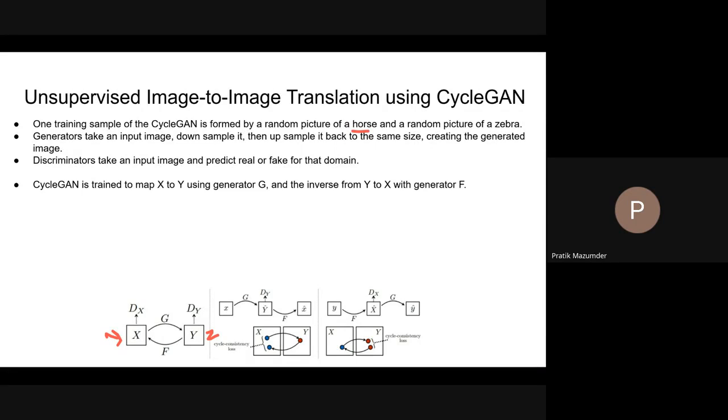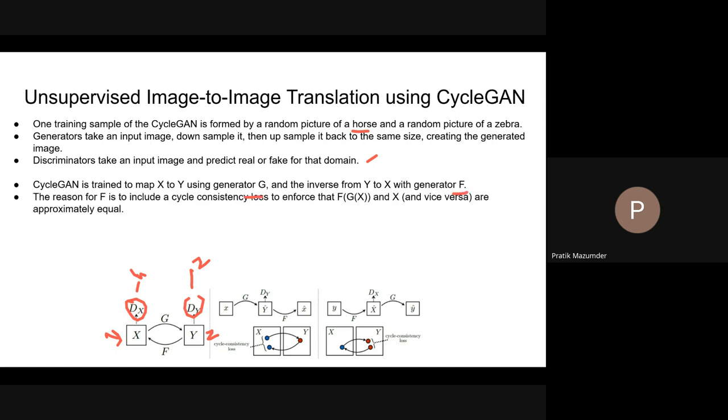The discriminator will predict whether the image it is getting is real or fake for that particular domain. So even a real zebra image will fail D_X because D_X is only looking out for horse images, and a real horse image will fail the zebra discriminator because it's looking out for a zebra. Okay. Now, this is the mapping that we are trying to achieve using these two generators between the two domains.